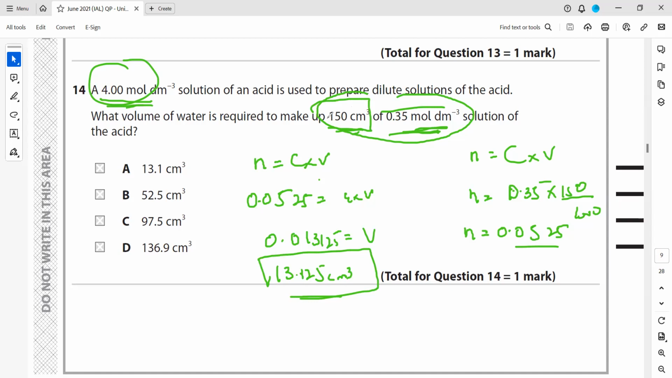So what you have to do is just subtract. 150 minus this answer. So you get 136.87, which is about 136.9. So D will be the right answer. Is this question clear?